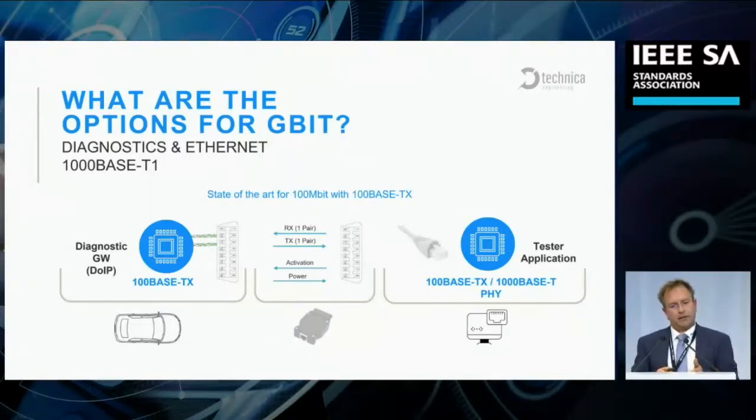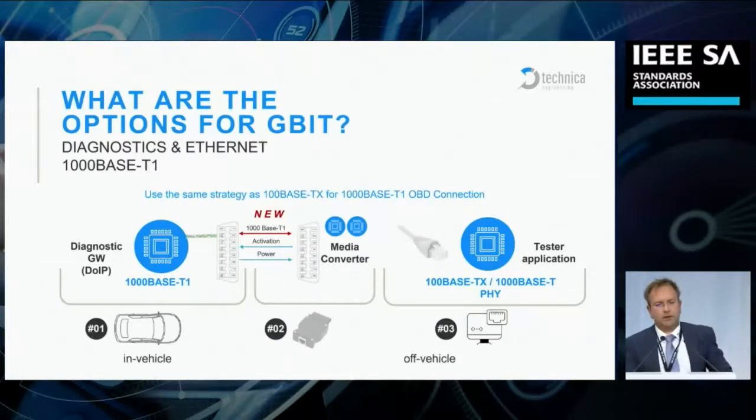On the test application side is normally a standard PC, with a standard PHY or switch used in a PC, which normally is in a multiple mode for 100BASE-TX and 1000BASE-T. Auto-negotiation normally is the basis to decide what kind of speed grade you're using.